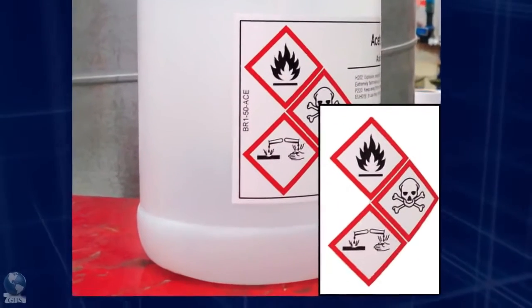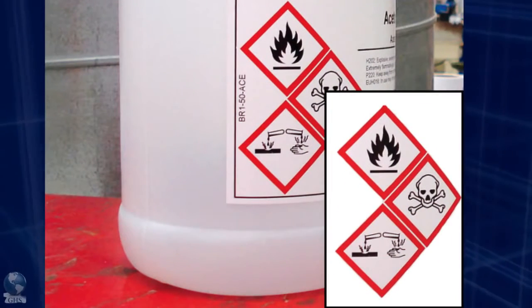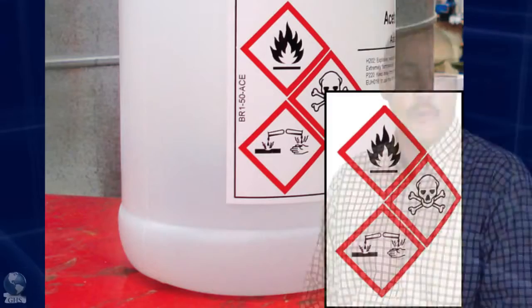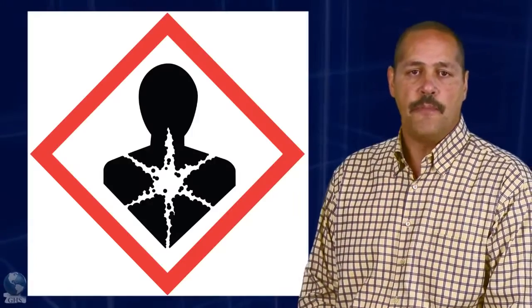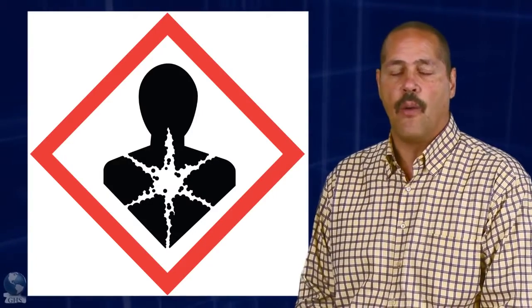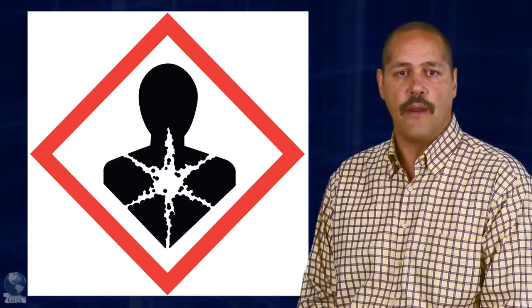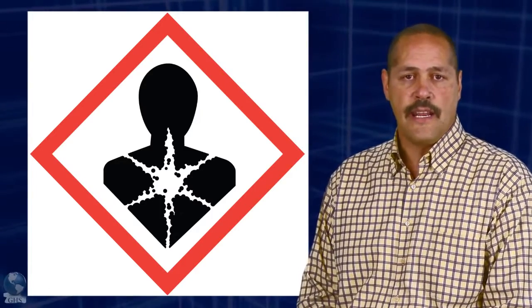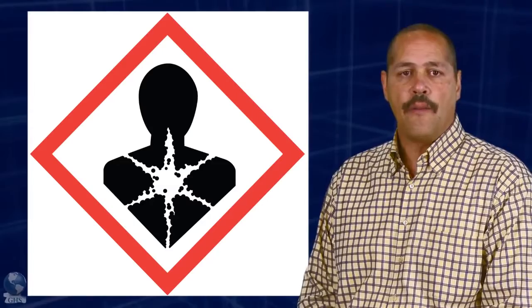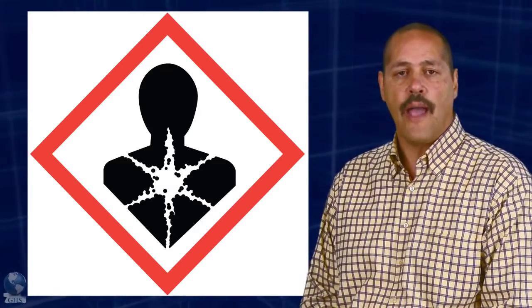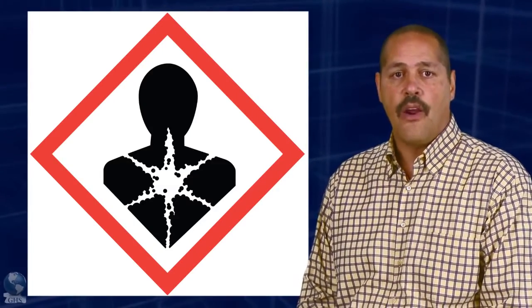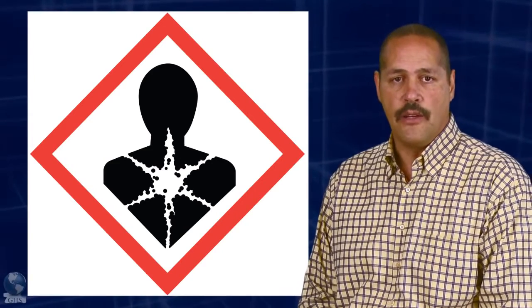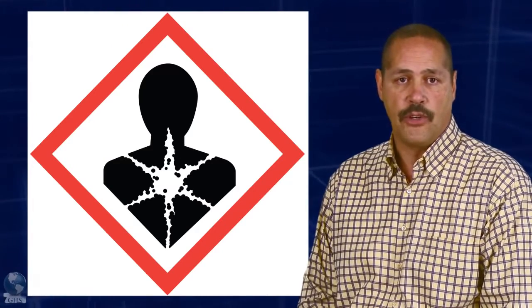The GHS will require pictograms on labels to alert users of the chemical hazards to which they may be exposed. Each pictogram consists of a symbol on a white background framed within a red border and represents a distinct hazard. The pictogram on the label is determined by the chemical hazard classification. There are 8 pictograms required by the new standard and 1 that is optional.